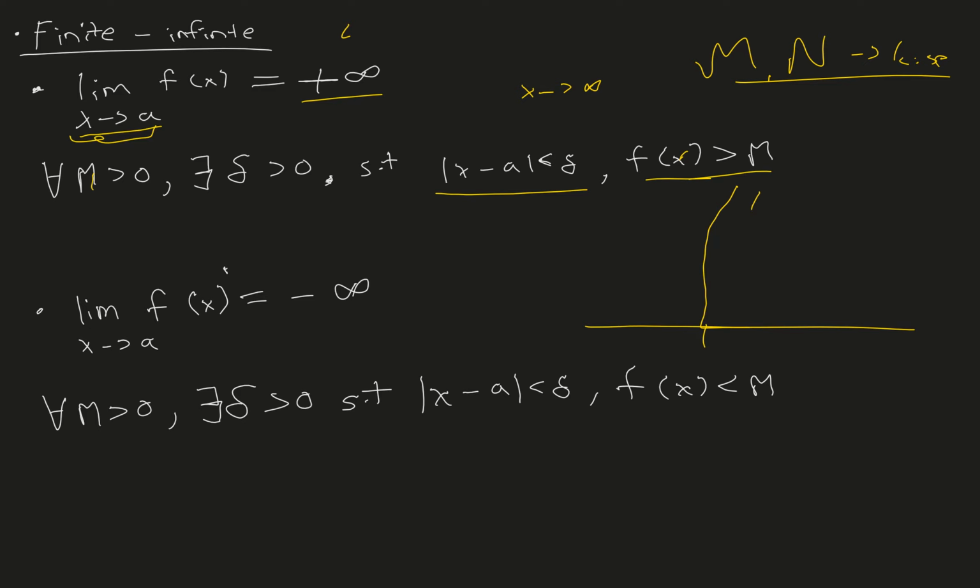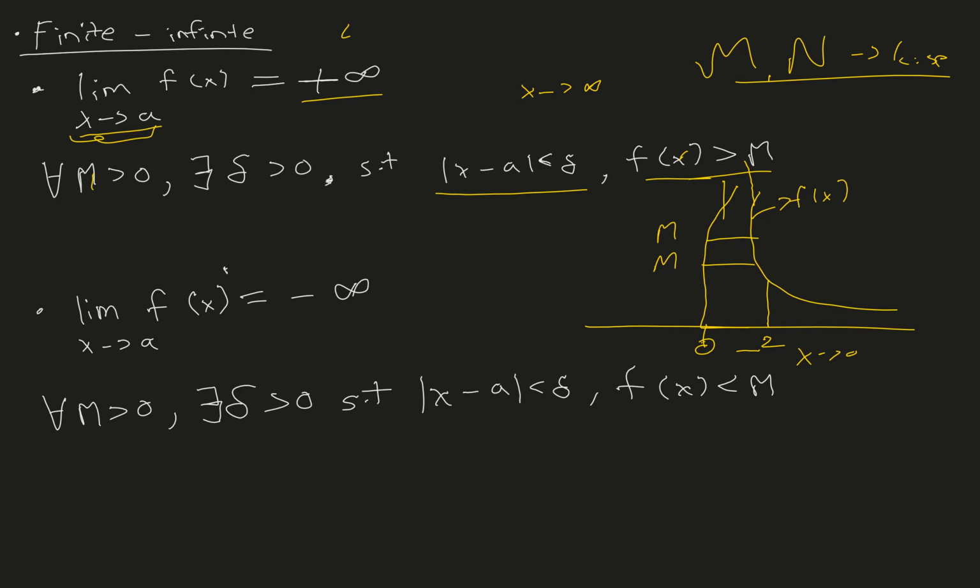So if we have this graph 1 over x, and let's just consider 0. As x approaches the finite number 0, f of x tends to infinity. So for all m greater than 0, for any m we put, as x approaches 0, f of x will always be greater than m.